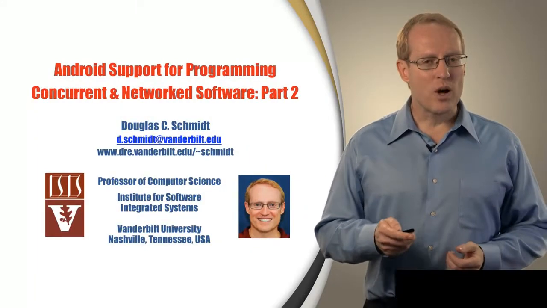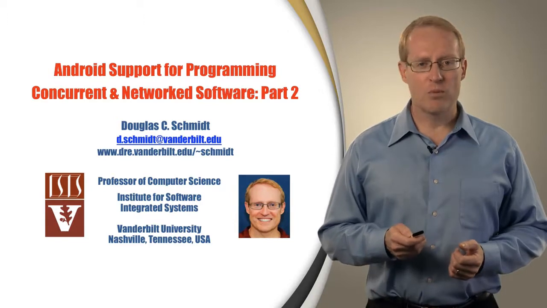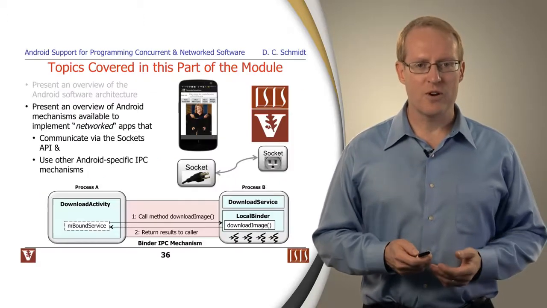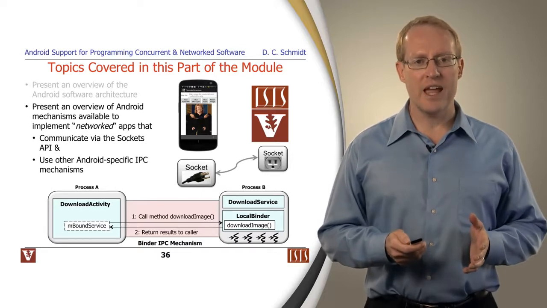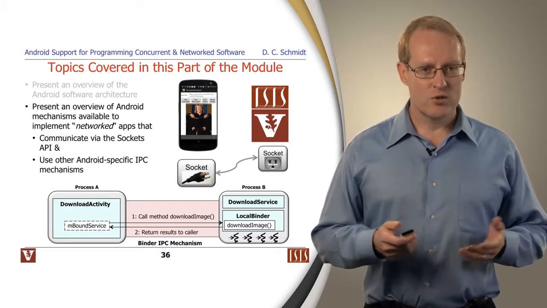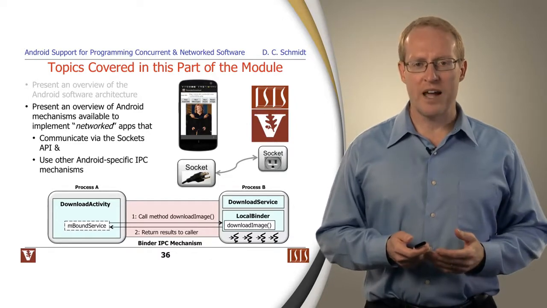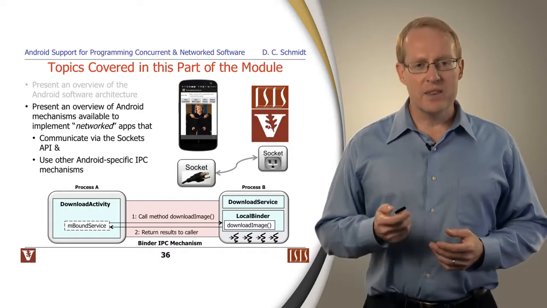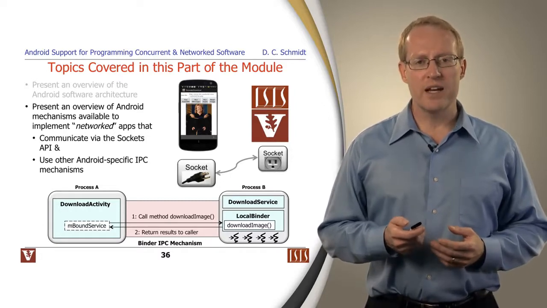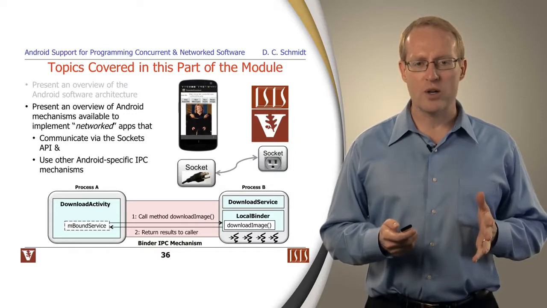Hello, and welcome to part 2 in our module on Android support for programming concurrent and network software. In part 1, we had presented an overview of the Android software architecture, describing its layers and some of the key framework components it provides to applications and reusable services. In this part of the module, we're going to present an overview of Android mechanisms available to implement networked apps.